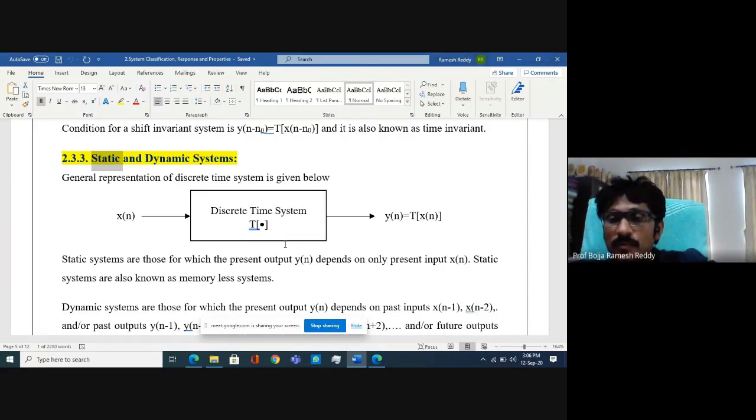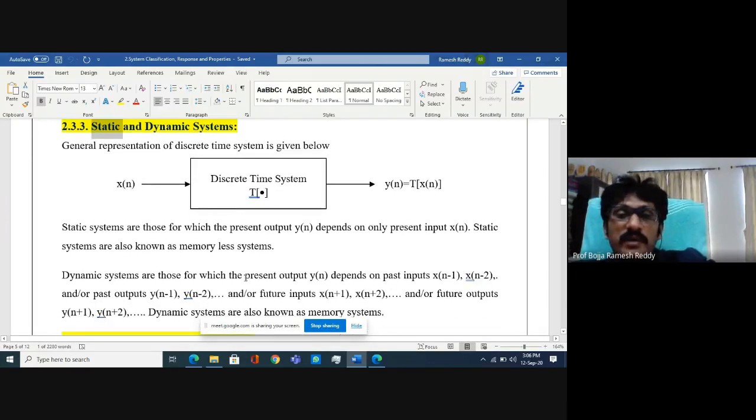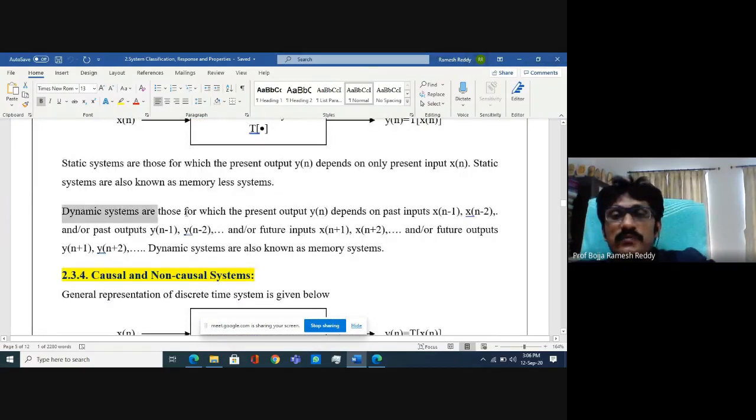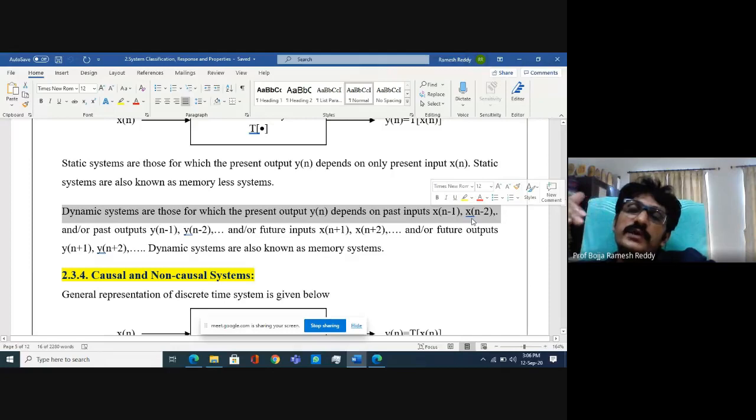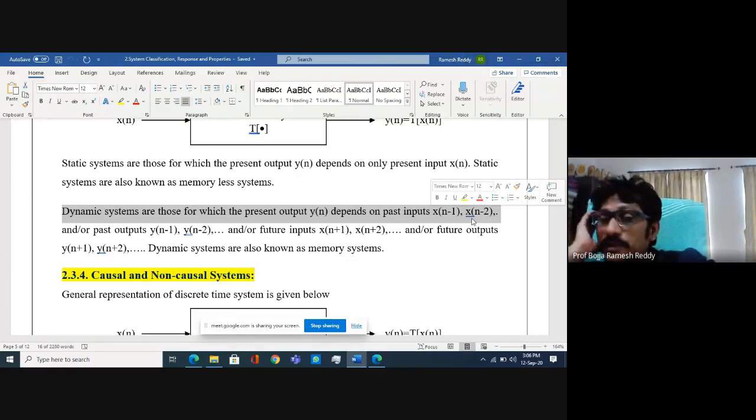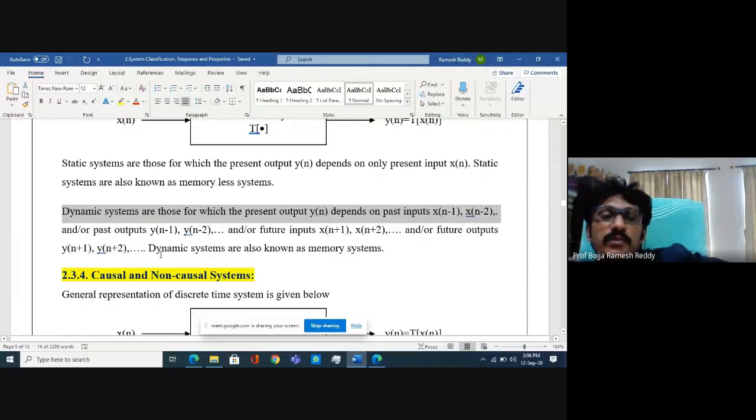Past things are not included in this system. Coming to dynamic systems, those are systems for which the present output depends on present inputs and past inputs, x of n minus 1. Suppose x of n is present, x of n minus 1 is past, x of n minus 2 is past. Y of n is the present output, y of n minus 1 is past, y of n minus 2 is also past. The present output depends on present input, past inputs and past outputs.